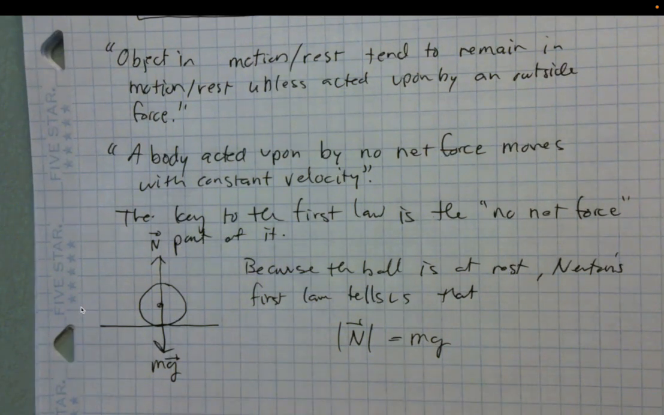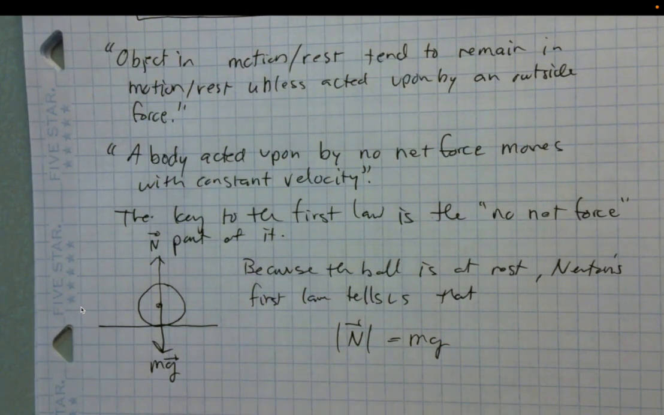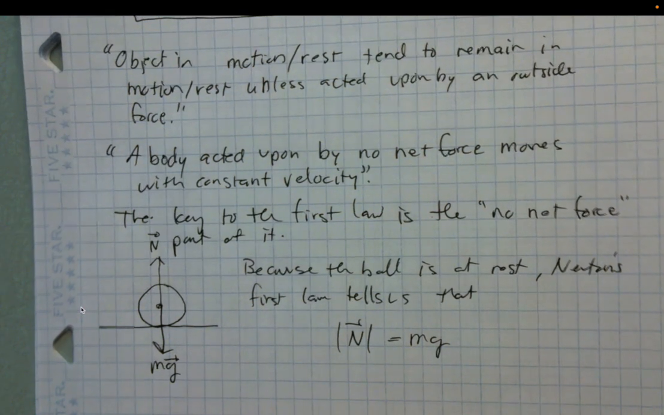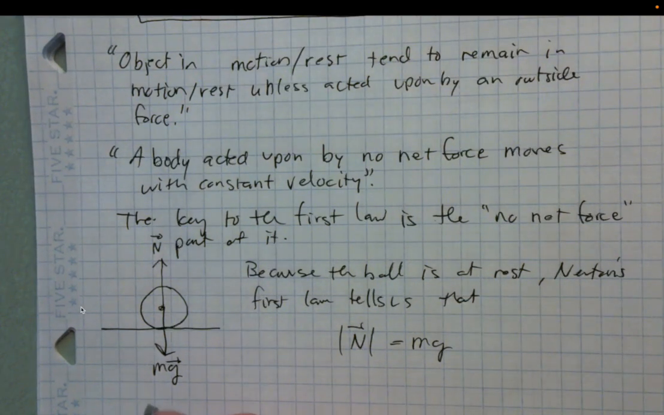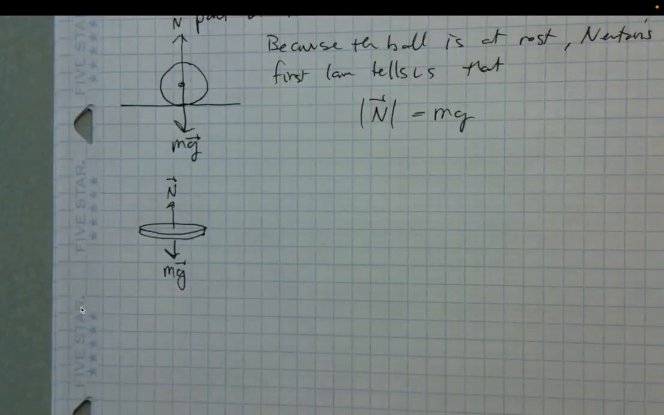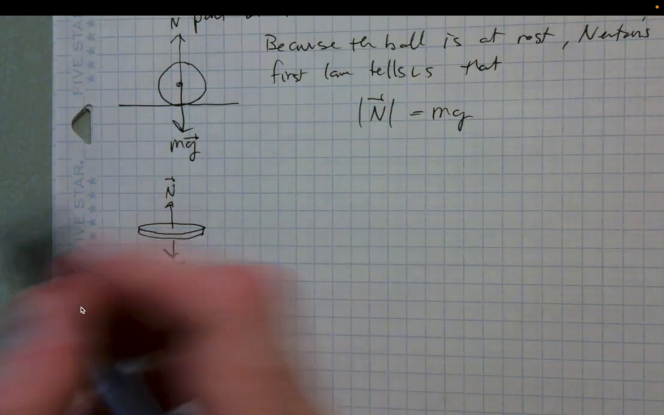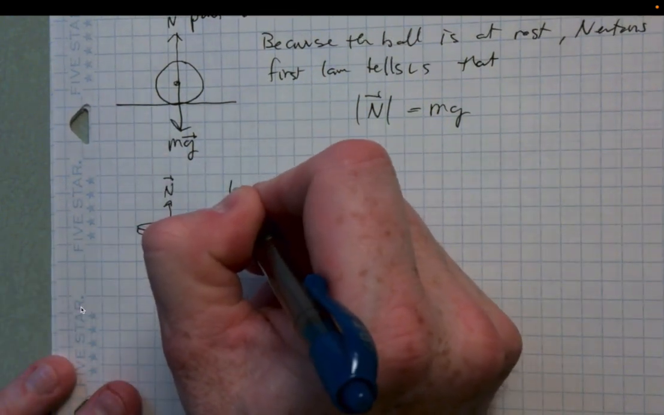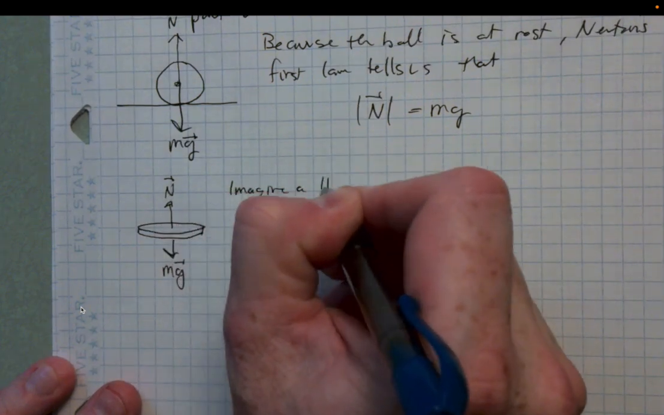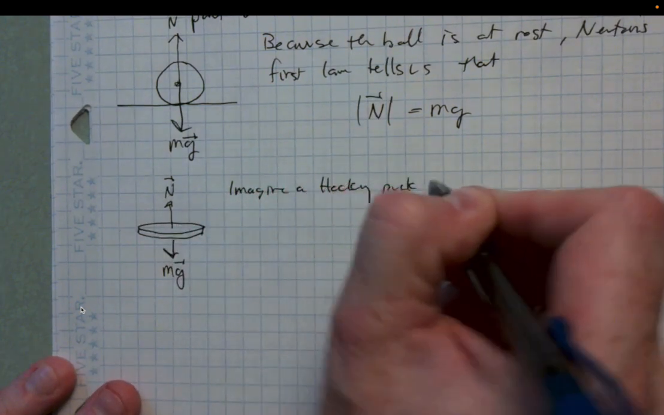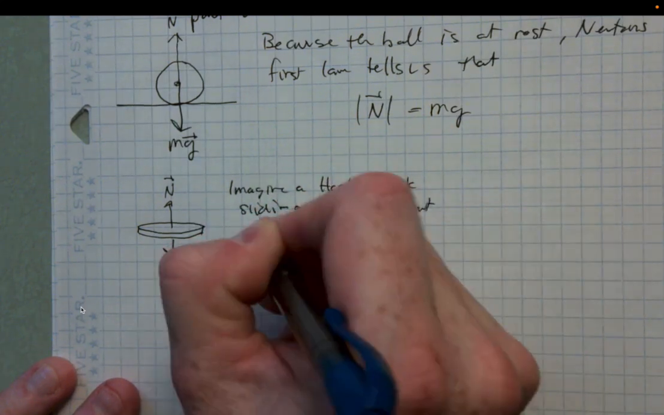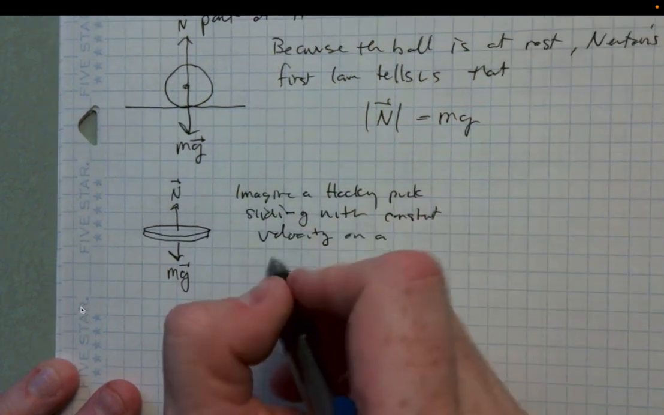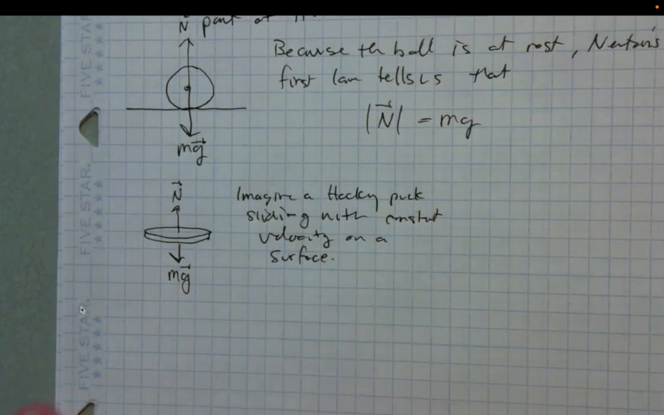So consider another example. This time let's think about a hockey puck on an air hockey table. You've got, again, your mg, and the normal force acting as well. Let's just say imagine a hockey puck sliding with constant velocity on a surface, probably like an ice skating surface or whatever.